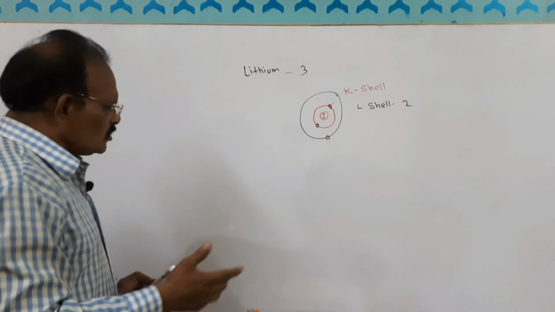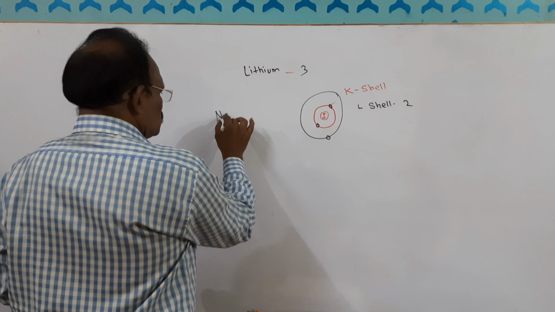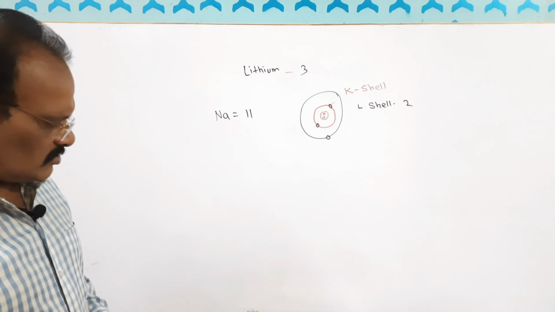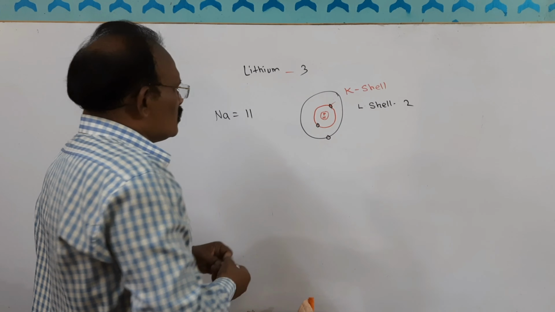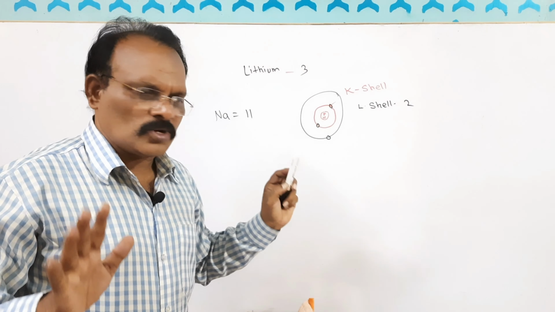Now take the example of sodium. Sodium is Na, and the atomic number of sodium is 11. So what will be the structure? You see, in the K shell we have a maximum of 2 electrons.